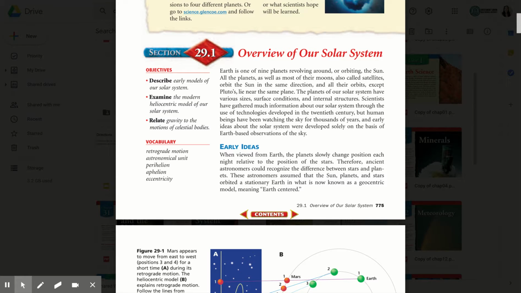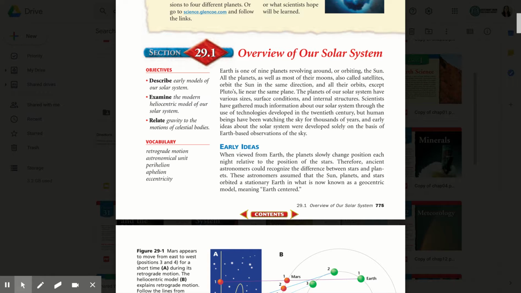All the planets, as well as most of their moons, also called satellites, orbit the sun in the same direction, and all their orbits except Pluto's lie near the same plane. The planets of our solar system have various sizes, surface conditions, and internal structures. Scientists have gathered much information about our solar system through the use of technologies developed in the 20th century.